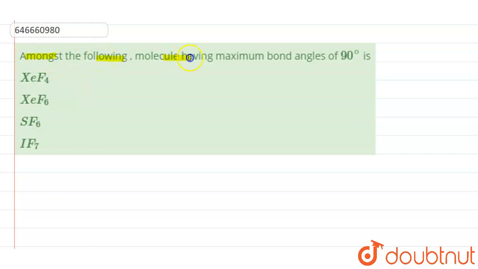Hello everyone, let's see the following question. Among the following molecules, which one has a maximum bond angle of 90 degrees? So we have to see the options one by one. Option A is XeF4. XeF4 has the following structure.